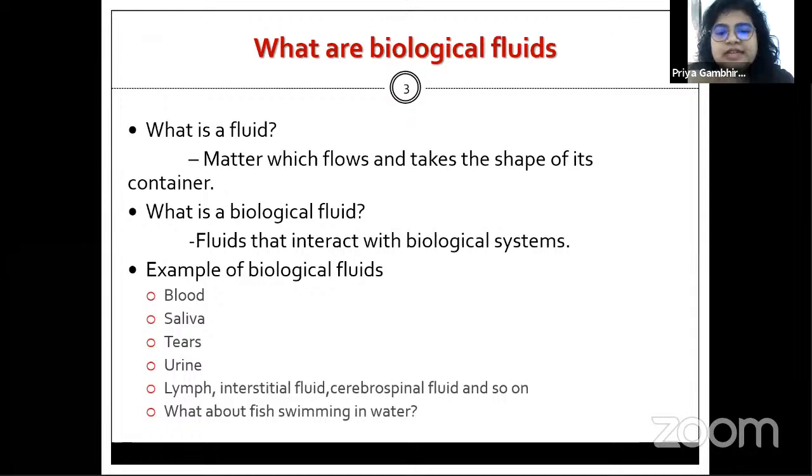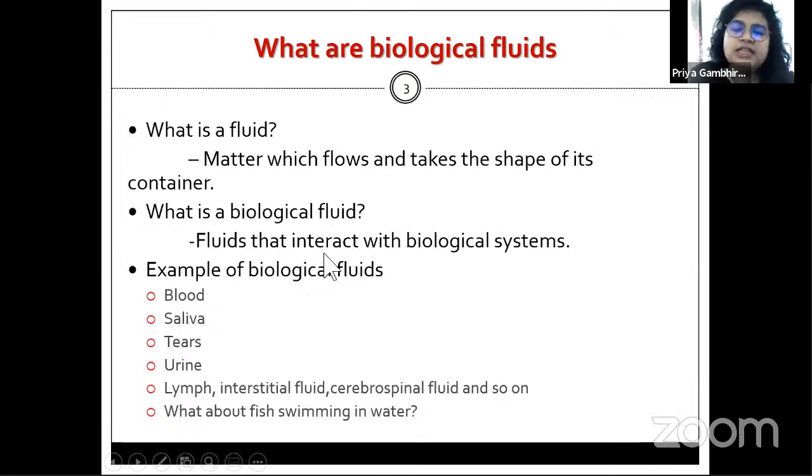For example, when scientists are researching how fishes swim in the water, when they are considering that particular system, the surrounding water to that fish will come under biological fluid. Okay. So that's why when I define a biological fluid, I say that the fluids that are interacting with biological systems need not always be inside the biological system. They can be around or surrounding it, influencing its livelihood. Okay. So these are biological fluids, a brief introduction.